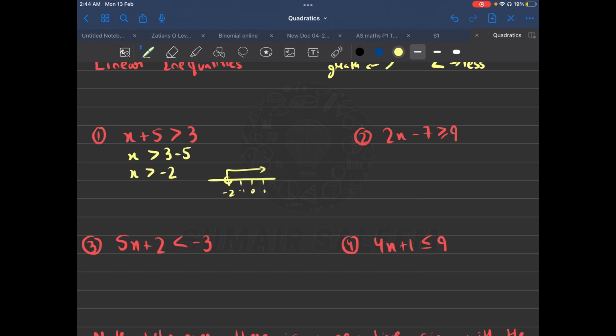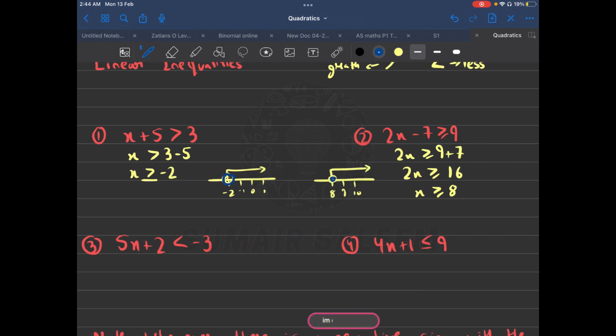Let's do this other example. 2x greater than equal to 9 plus 7. That makes 2x greater than equal to 16. x is greater than equal to 8, which means that my value of x is greater than equal to 8, but 8 is included. Here, it was only greater, which means minus 2 was not included. You made an open circle. But here, my 8 is included. You made a closed circle.